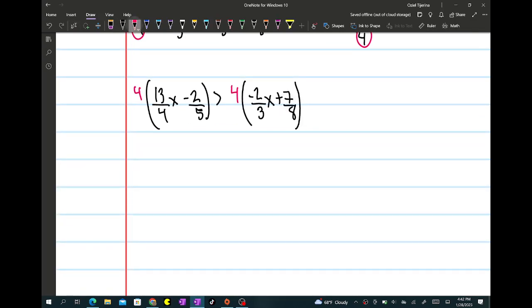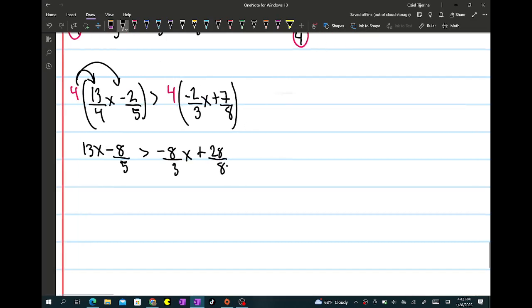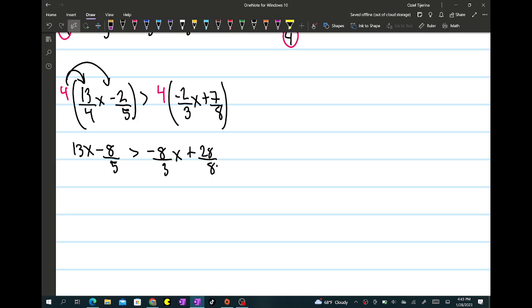So then when you distribute it, we would get 13x minus 8 over 5 is greater than negative 8/3 x, and then plus 28 over 8. And we can reduce that, right? So 28 over 8 is really 7 over 2. So we can convert this to this, right? So we can say plus 7 over 2, right?